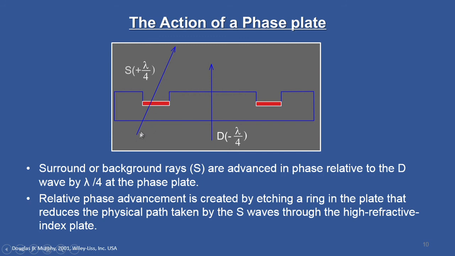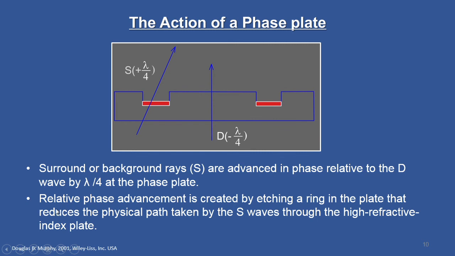One region is advanced. This annulus ring is advancing the S ray by plus lambda by 4, and the other region of the phase plate is retarding the wave by lambda by 4. So, the surround and background rays S are advanced in phase relative to the D wave by lambda by 4 at the phase plate.